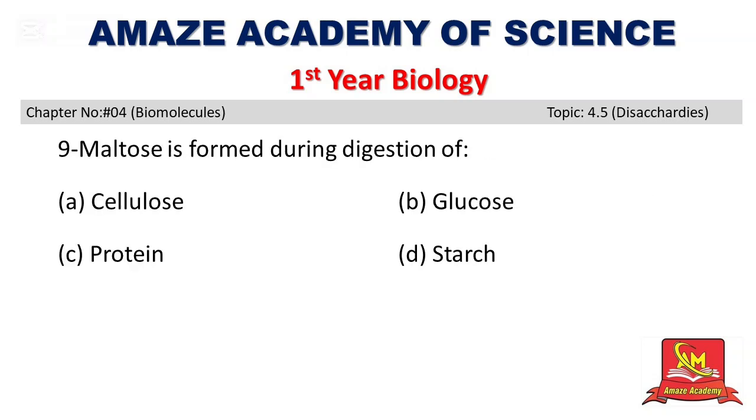MCQ 9. Maltose is formed during digestion of Option A, cellulose, Option B, glycogen, Option C, protein, Option D, starch. Correct answer is Option D, starch.